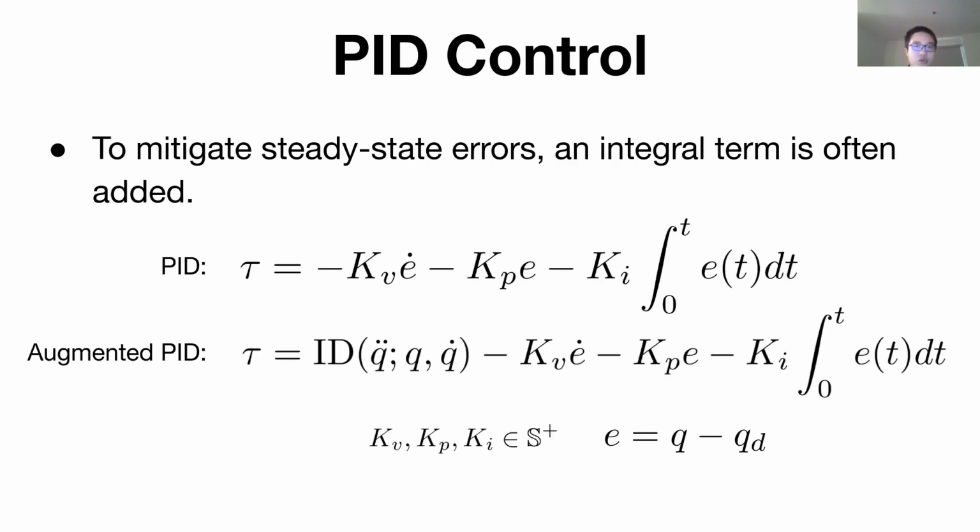Another way to correct any steady-state error is by adding an integral term to the PD. This is called the PID control. And there is also the augmented PID controller, which is more tolerable to inaccurate modeling of the inverse dynamics.